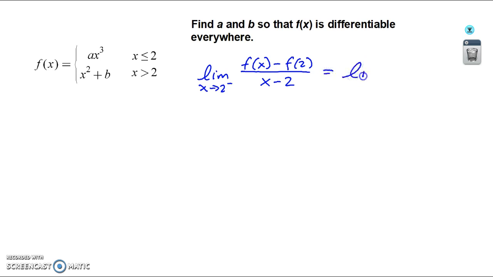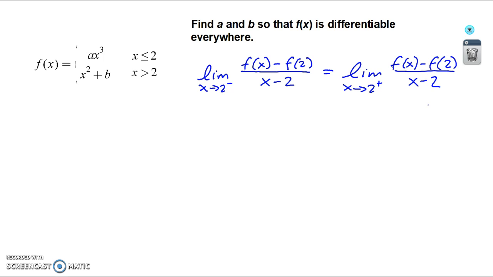And that has to be equal to the limit as x approaches 2 from the right of f of x minus f of c, which is 2, over x minus c again, which is 2. Now this is the formal limit definition of the derivative.